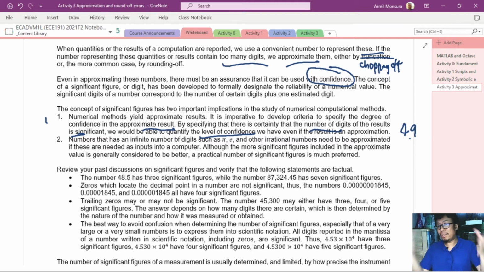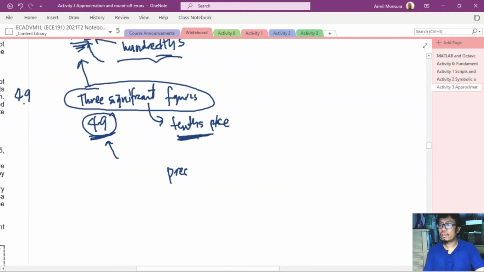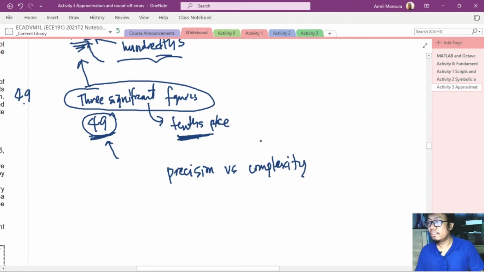So therefore, mas marami ang ilalagay nyo, mas accurate, mas precise nga siya. But the thing is, the computer would also use a certain number of operations on your number. So mas marami yung ilalagay na number, mas marami ding operations ang gagawin ng computer niyo. Okay, so there should be a trade-off there, between your desired precision versus yung computational complexity na tinatawag.